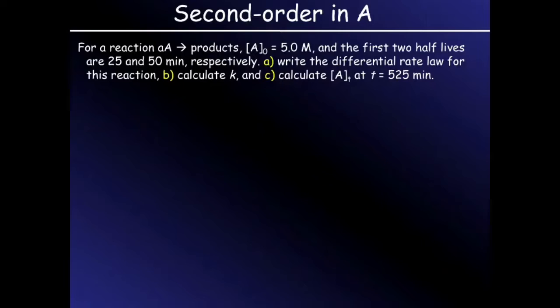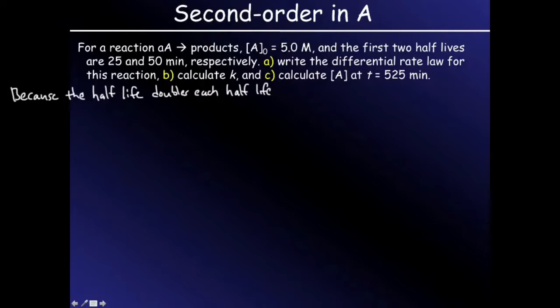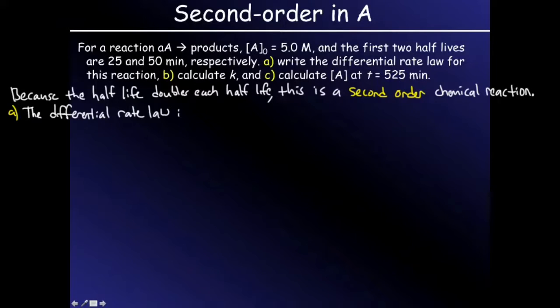We're then asked to write the differential rate law for this reaction, calculate K, and then calculate the concentration after 525 minutes. Because it's a second order reaction, then we know that the differential rate law will simply be rate equals K multiplied by the concentration raised to the second power.